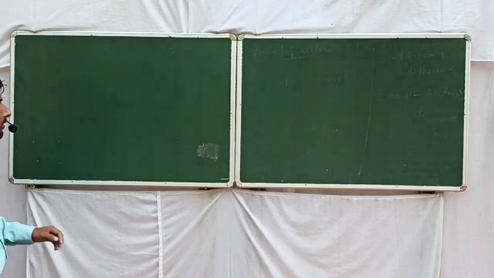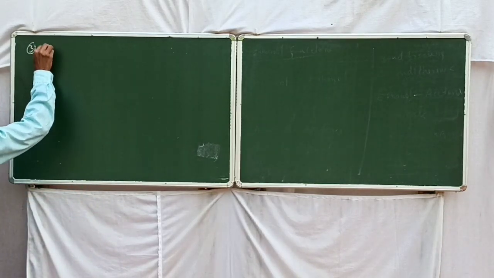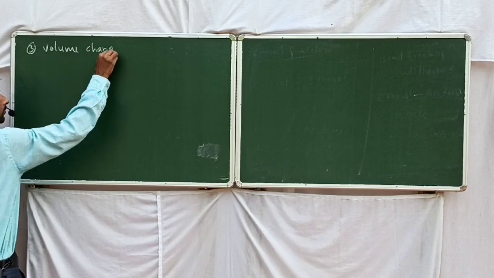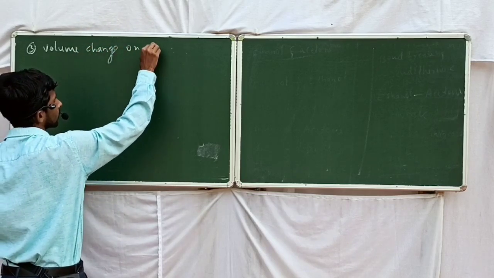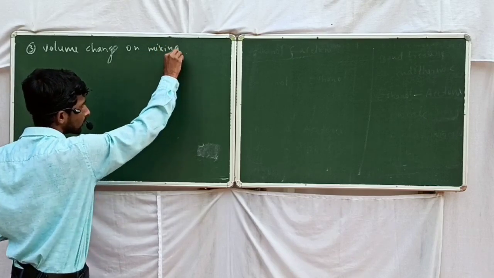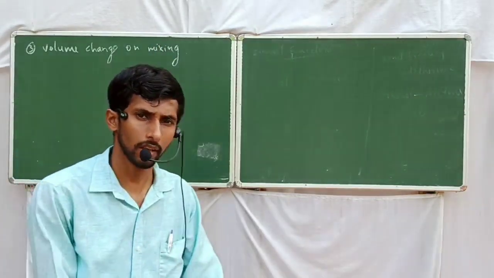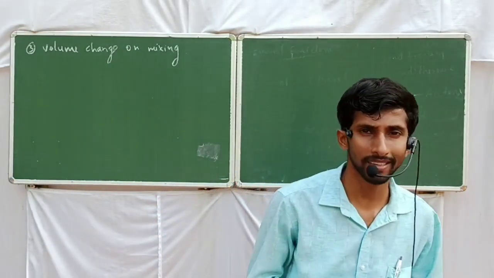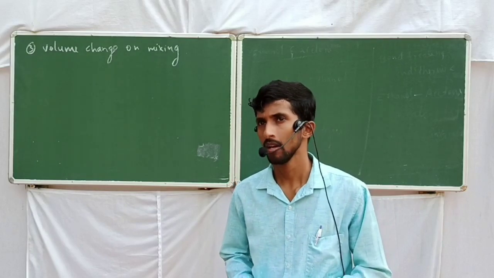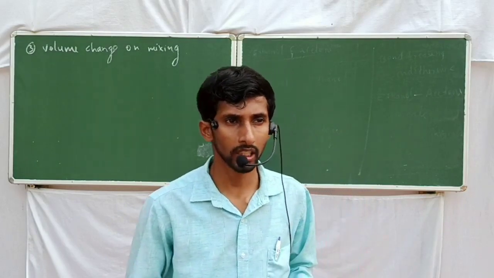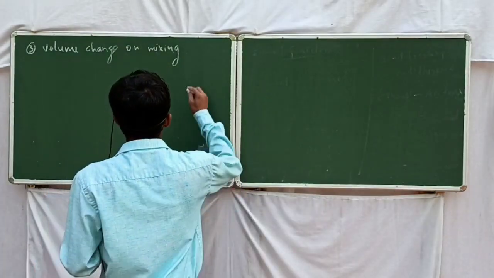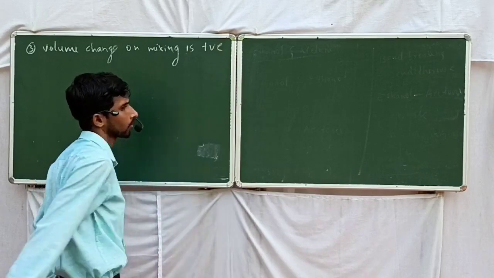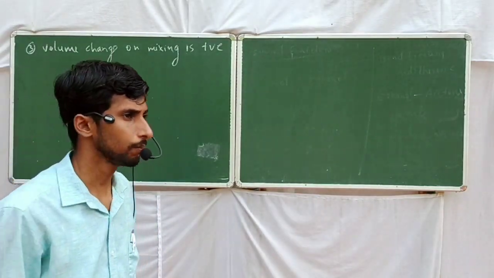Okay, third characteristic, that is volume change on mixing. In case of ideal solutions, volume change on mixing is equal to 0. In case of non-ideal solutions, we write volume change on mixing is not equal to 0. In case of non-ideal solution showing positive deviation from Raoult's law, volume change on mixing is positive.